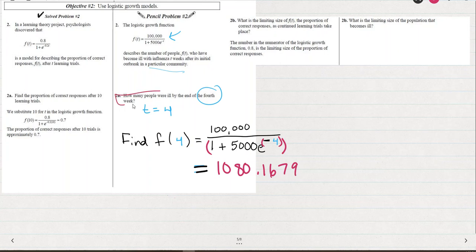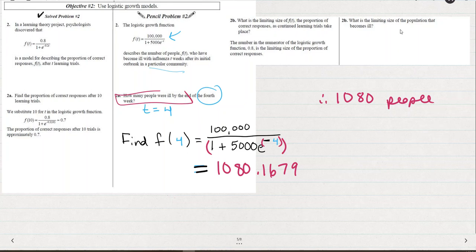So how many people would be ill? Therefore, 1,080 people would be ill by the end of the 4th week. And the biggest challenge here really is just typing this into the calculator. So practice with your calculator and make sure you're comfortable with how that works for your calculator.